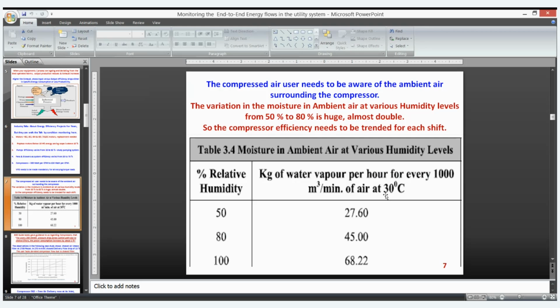at various humidity levels. Say at 50%, it is around 27 meter cube per minute, and at 80%, it is around 45. It's almost double. So the input variable is larger, and the compressor has to deliver the output.